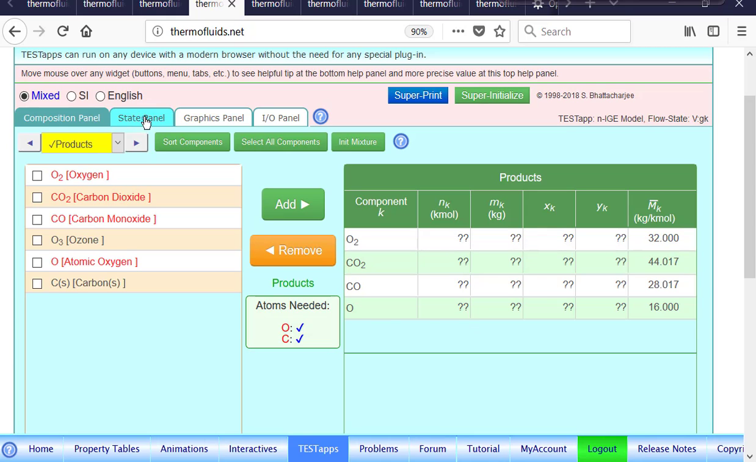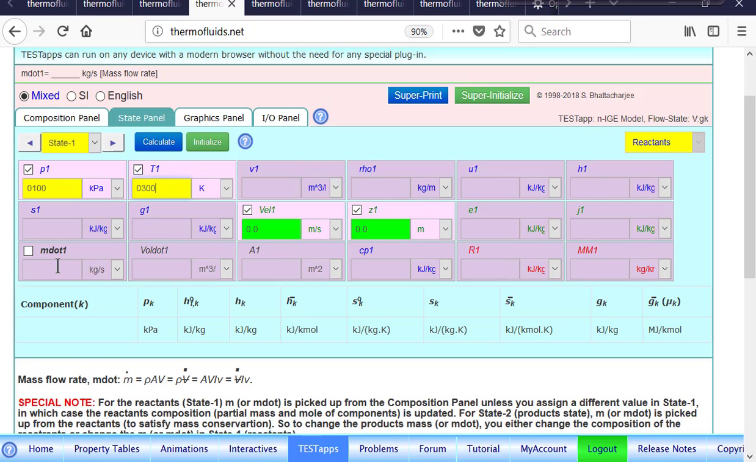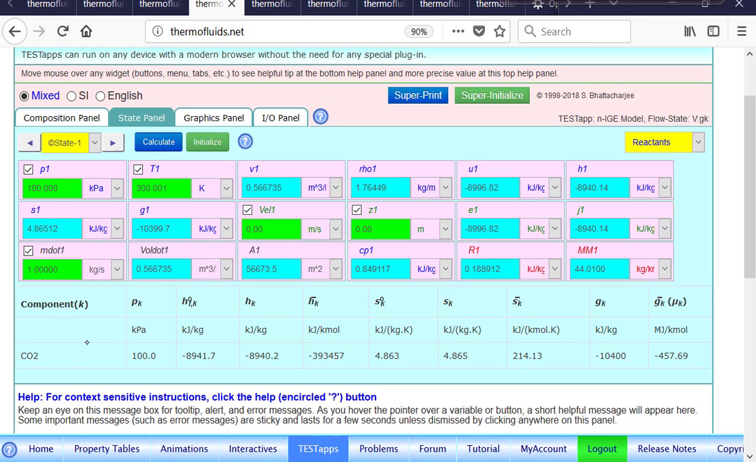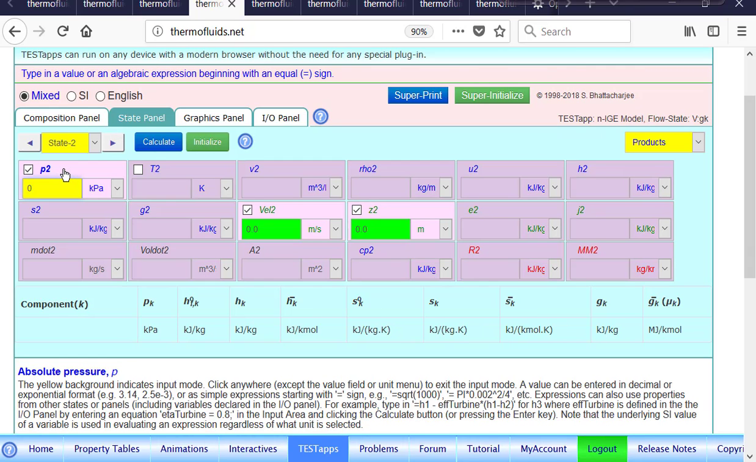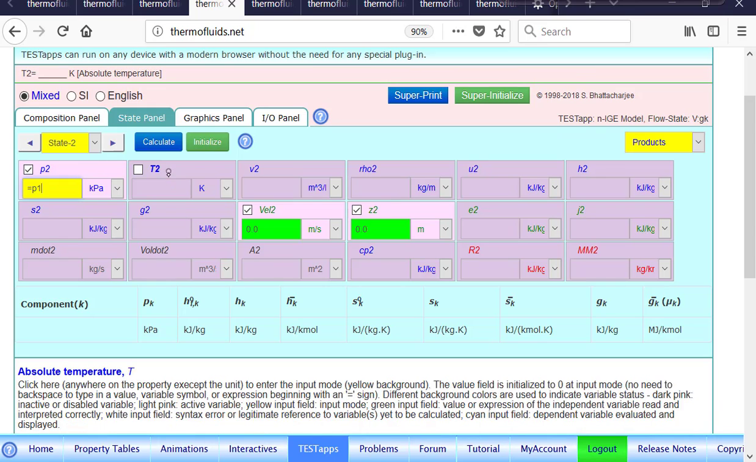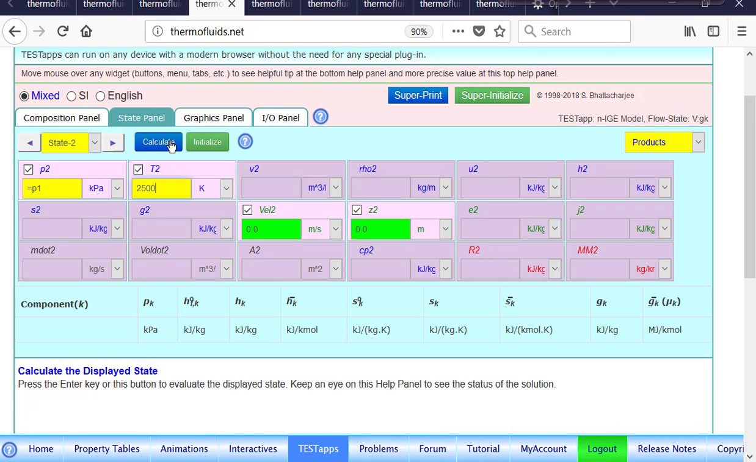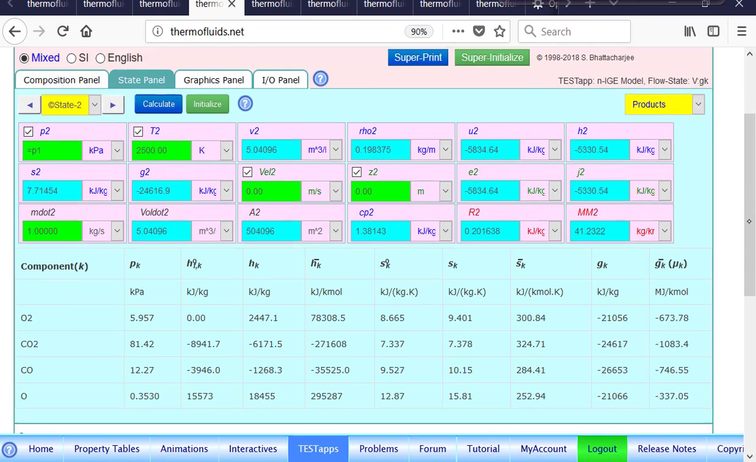So let's say we subject the reactants. The reactants are coming at 100 kPa, 300 Kelvin. We could assign a mass flow rate, but otherwise we'll pick the mass flow as 1 kg per second. So let's say we have 1 kg of CO2 coming at 100 kPa, 300 Kelvin, and we are heating it up at constant pressure to, let's say, a very high temperature, 2500 Kelvin. If we do a calculate here, what should happen is that now that we know the pressure and temperature, it will minimize the Gibbs function and evaluate the composition.